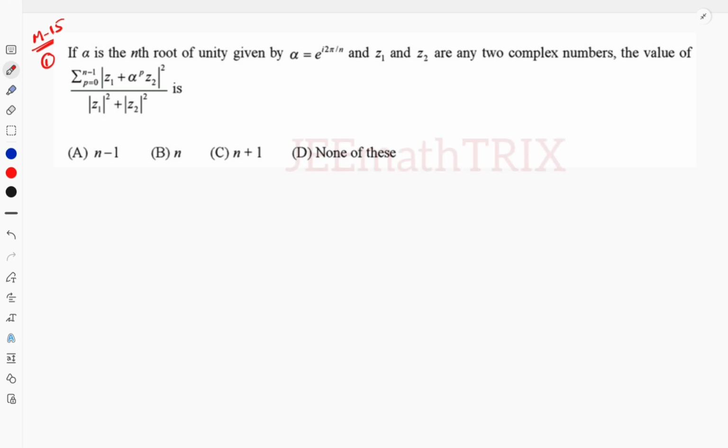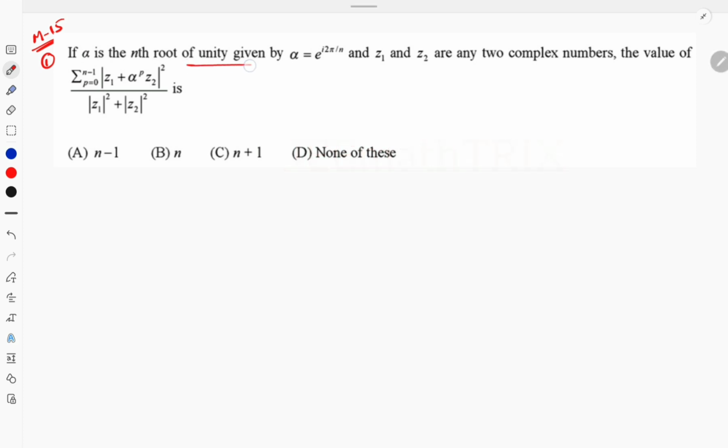I came up with another important and useful concept in complex numbers, particularly nth roots of unity. It is the most important concept for our JEE, Joint Entrance Examination, for Mains and Advanced. So let's look into the problem.